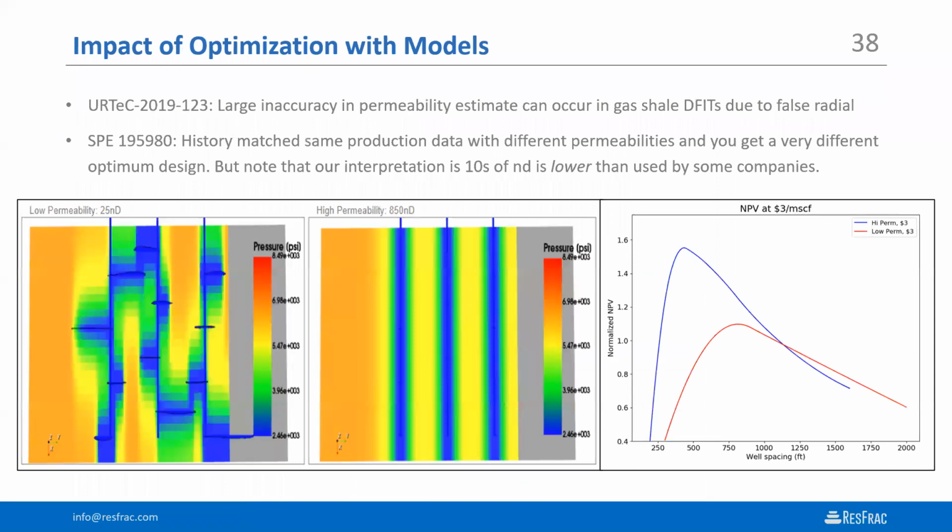All right, I want to save time here, so I'll skip ahead to this slide. Just want to point out this example. This is a paper we did last fall where we looked at optimization of well and cluster spacing in the Utica. What we looked at was that there were two ways to interpret the DFIT. One of them yielded a really high gas shale permeability. The other yielded a much lower one. In this case, I'm showing 25 nanodarcies versus 850 nanodarcies in shale.